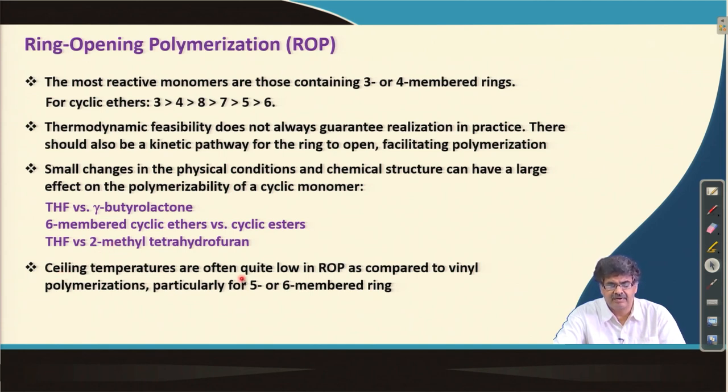And ceiling temperature is often quite low. We remember ceiling temperature, which basically takes care of the reversible nature of the polymerization. Ceiling temperature is where the rate of forward reaction, or the rate of polymerization, is the same as the rate of depolymerization. So in the case of ring opening polymerization, the ceiling temperature is quite low compared to vinyl polymerization, particularly for 5-member and 6-member rings, and that's the reason the feasibility of 5- and 6-member rings undergoing ring opening polymerization is quite low.